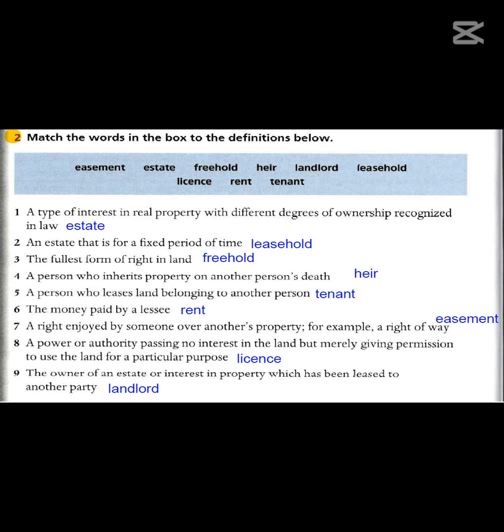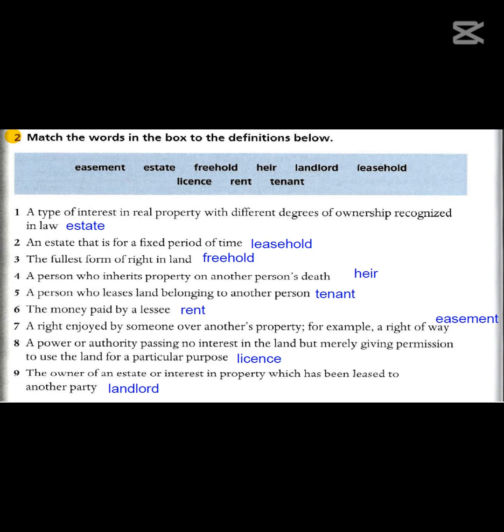The next is leasehold. That is an estate that is for a fixed period of time. Third, freehold. The definition is the fullest form of right in land. Fourth, heir. A person who inherits property on another person's death. Fifth, tenant. A person who leases land belonging to another person. Sixth, rent, the money paid by a lessee.